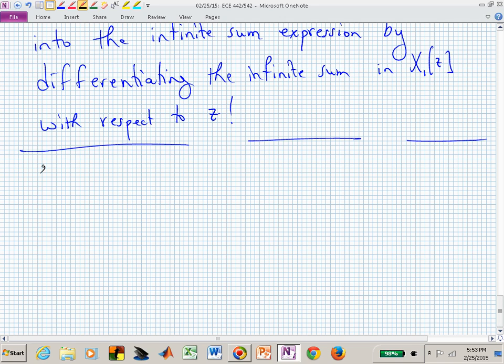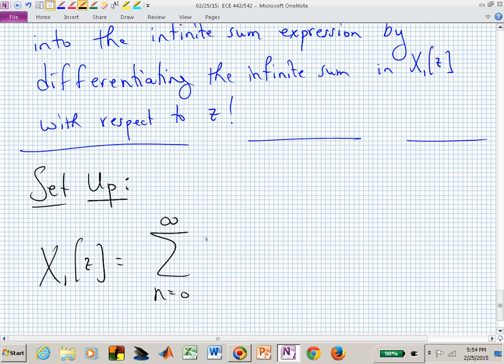Here's our setup. We have this expression for capital X sub 1 of Z written two different ways. We have it as this sum from n equals 0 to infinity of 1 Z to the minus n. But we've derived that to be equal to Z over Z minus 1.